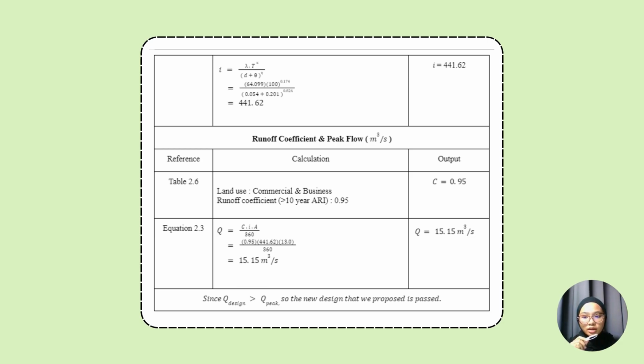Next, we have to calculate the runoff coefficient and peak flow. Our runoff coefficient we get from table 2.6 based on commercial and business. For the peak flow, Q peak is 15.15 cubic meters per second. Since the Q that we designed, 15.15 cubic meters per second, is more than Q peak, the new design that we provide is pass.